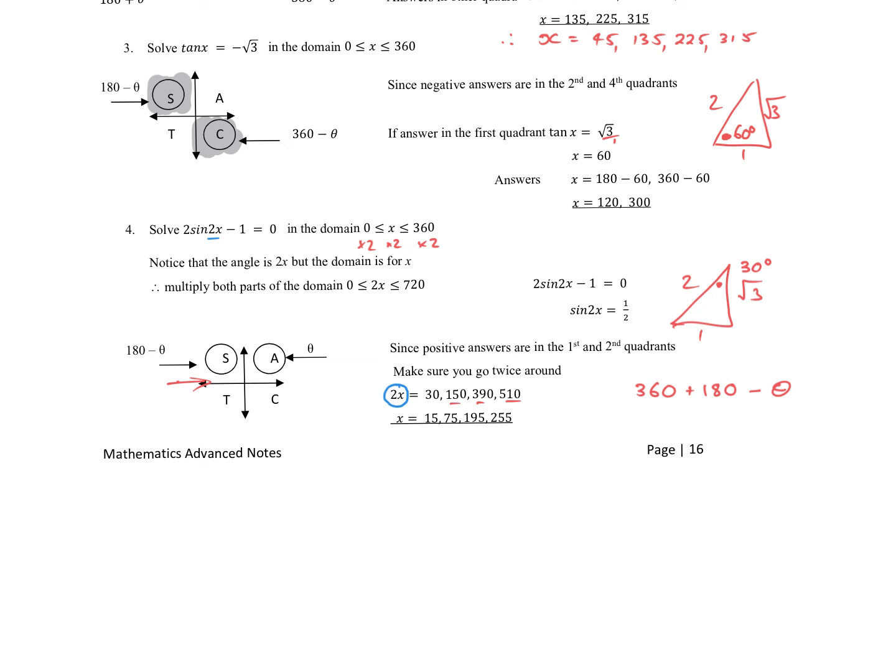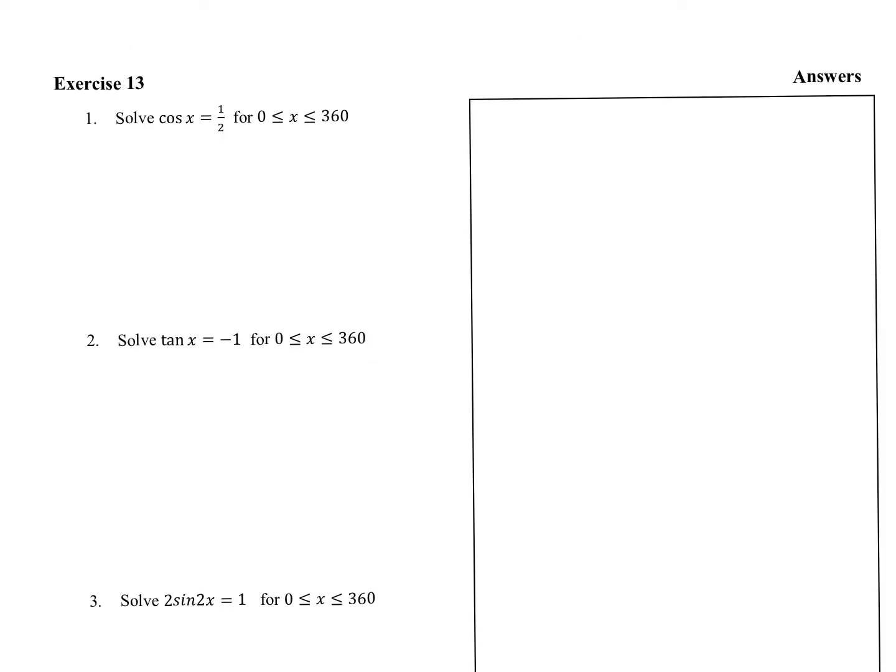Everyone good with that? So solve cos x is equal to a half for 0 is less than x is less than 360. All right, so first of all, think what triangle do I need? For 1 and 2, it's going to be the 1, 2, root 3 triangle. We want cos to be a half, so we want this angle here, which is 60 degrees. Okay, now also think what quadrants it's going to be in. It's positive for cos, so we need the first quadrant and the fourth quadrant.